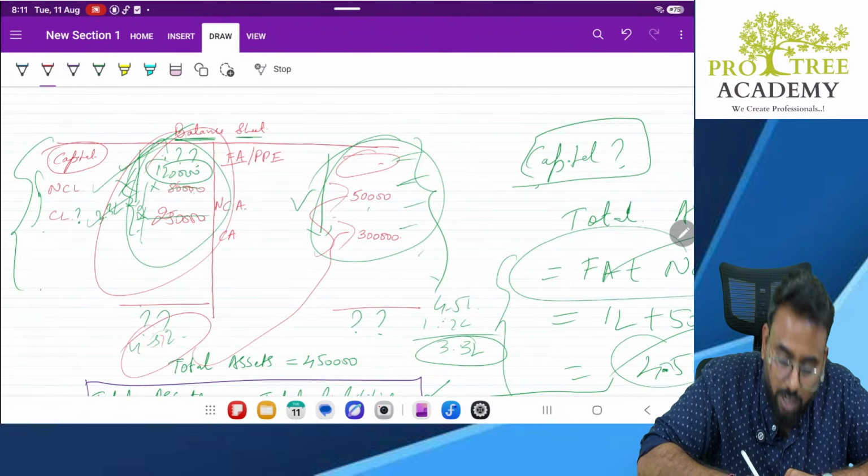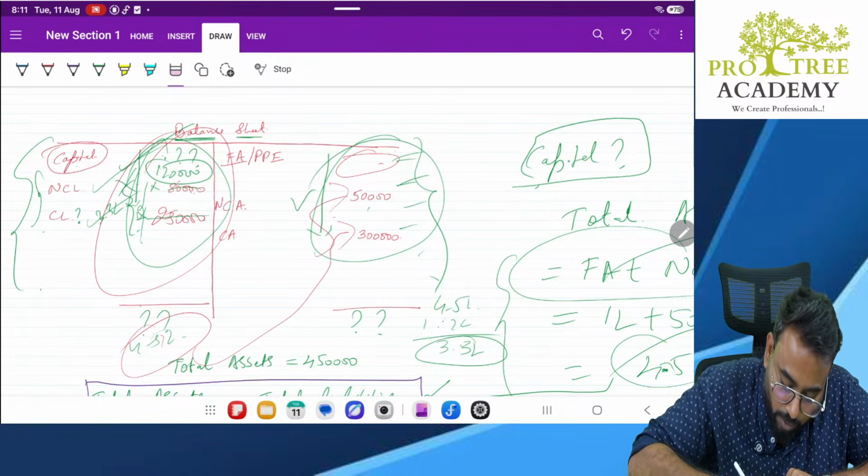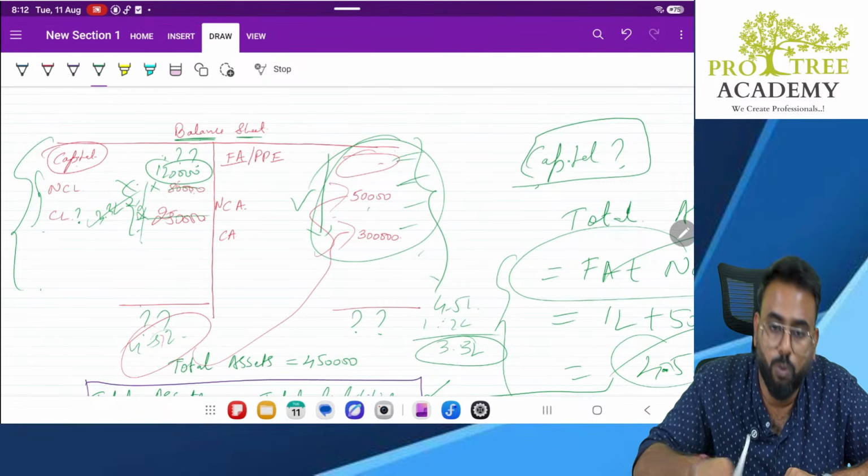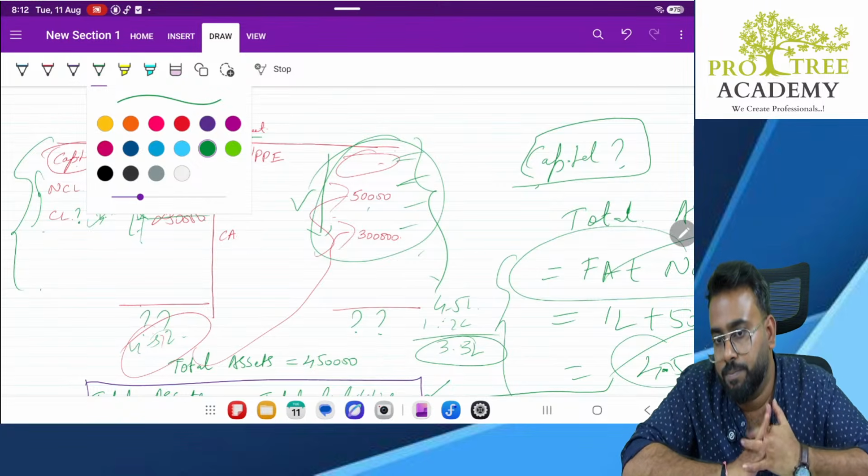Sir, why is capital called net worth? I will explain it to you. Listen to me carefully. Again, I am explaining it to you. Sir, ultimately, when you want to value a particular person, how do you value, sir?